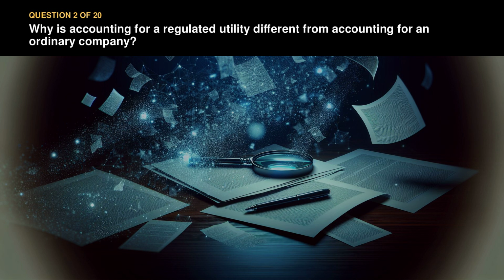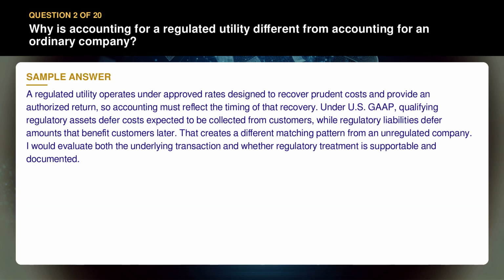Question 2. Why is accounting for a regulated utility different from accounting for an ordinary company? A regulated utility operates under approved rates designed to recover prudent costs and provide an authorized return, so accounting must reflect the timing of that recovery.